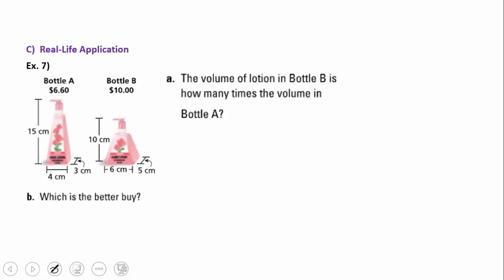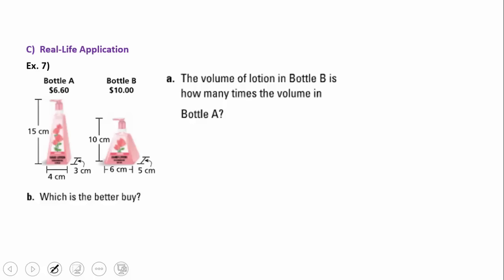And so now we're going to do some real-life application. It says, hey, I've got this bottle A and this bottle B. Looks like bottle A is $6.60. Bottle B is $10. And then it has all the dimensions for those 2 bottles of lotion. I know it's lotion because I've already read over here. For A, it says, hey, the volume of lotion B is how many times the volume of bottle A?